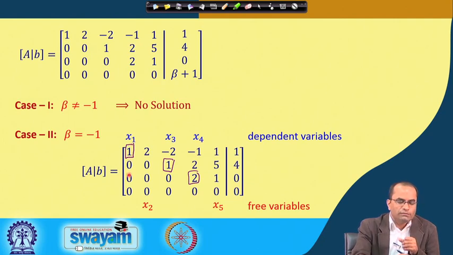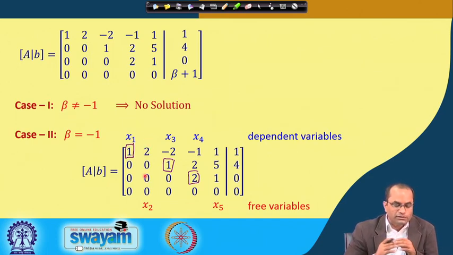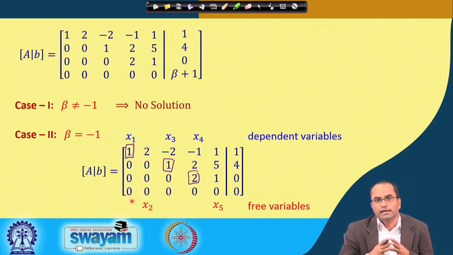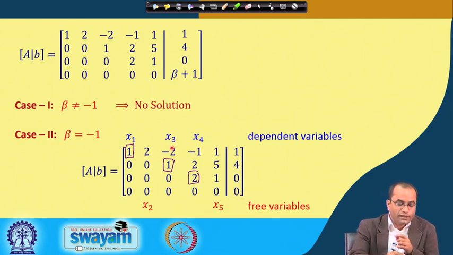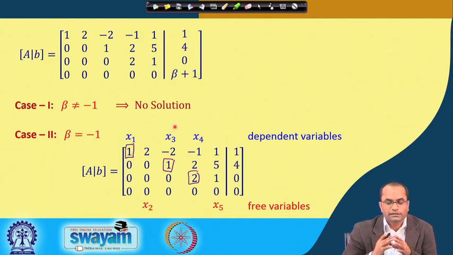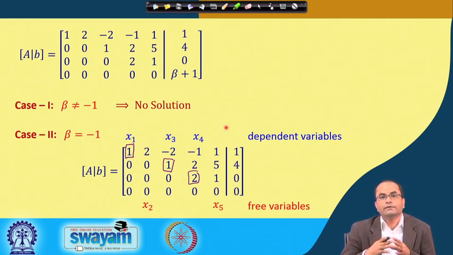So, go to column number 1. If it has a pivot element, mark it as a dependent variable. Go to the next column, column 2. There is no pivot element in column 2, so we mark it as a free variable. Column number 3 has a pivot, so it is marked as a dependent variable. Column number 4 also has a pivot, so we mark it as a dependent variable. Column number 5 we mark as a free variable, because it does not have a pivot.